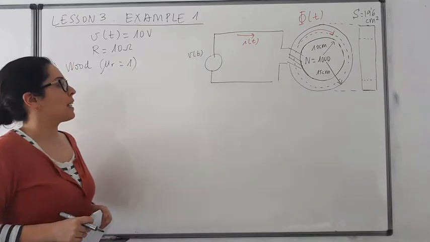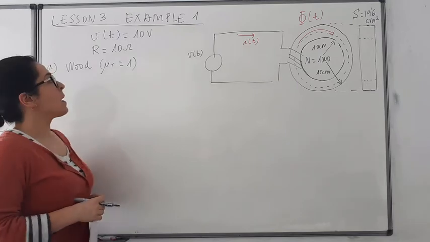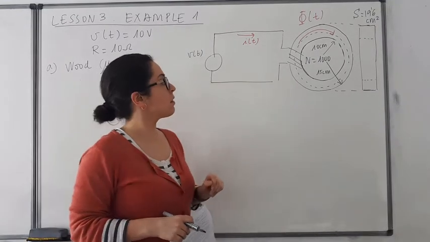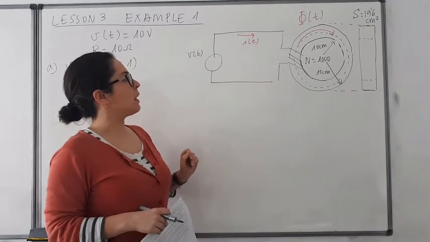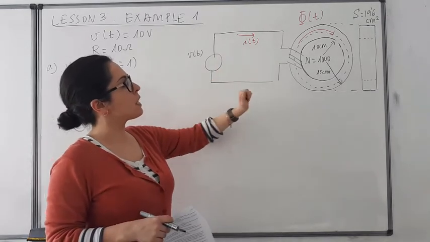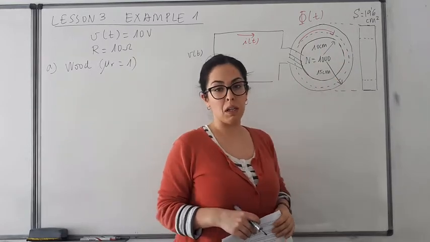Hi everyone! In this video we are solving example 1 of lesson 3. In example 1 of lesson 3 you have a magnetic circuit where you have a coil connected to this circuit here, and you need to calculate the current flowing through the circuit and the magnetic flux which is going to flow through the coil, okay?